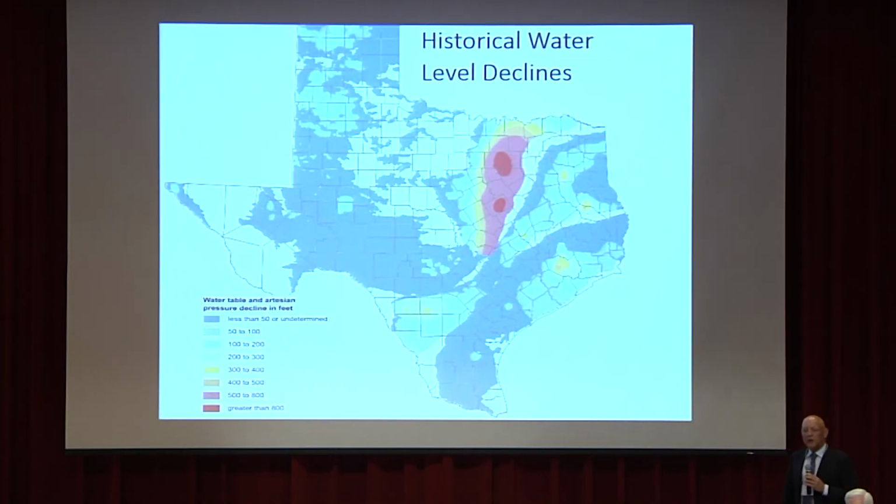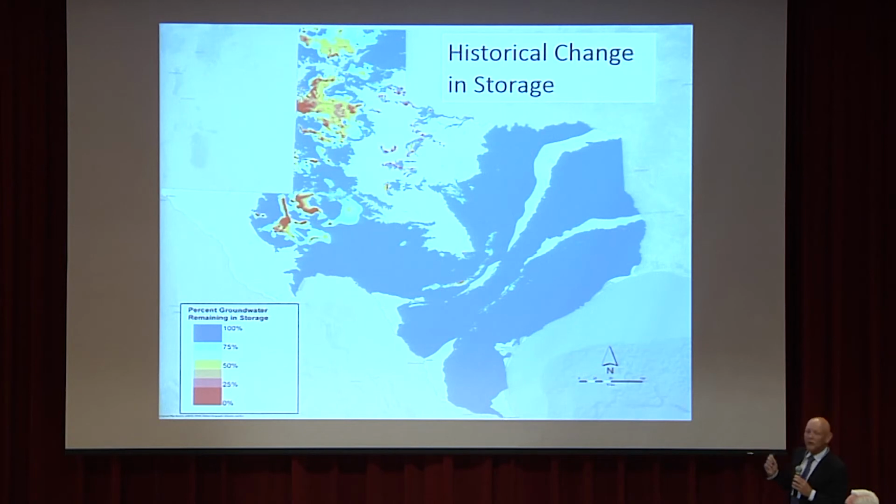Here's a map that illustrates this a little bit more. This is a map of Texas that shows historical water level declines. In the Trinity area, we have 800, 900 feet of historical declines in some zones. And you have the Houston area with 200 or 300 feet, and this is the South Texas area we're just talking about. But if we shift this and say, what has been the historical change in storage?